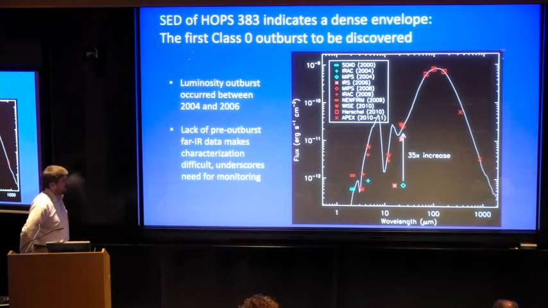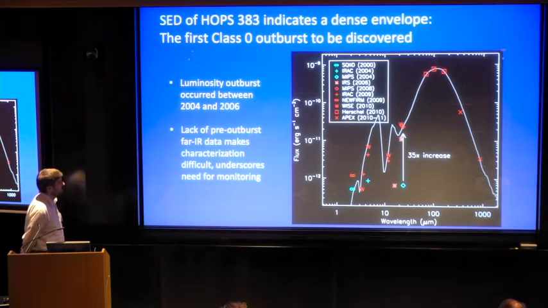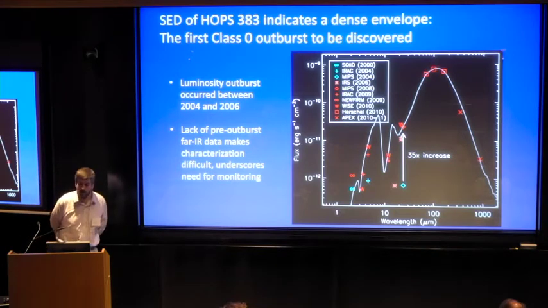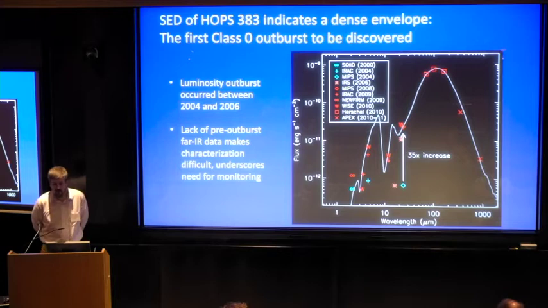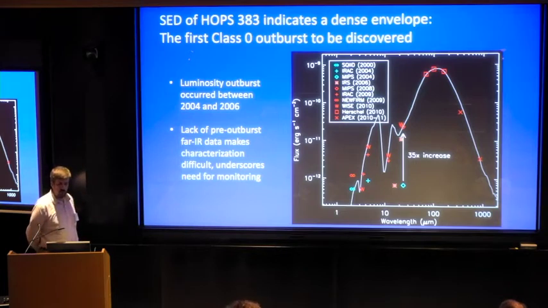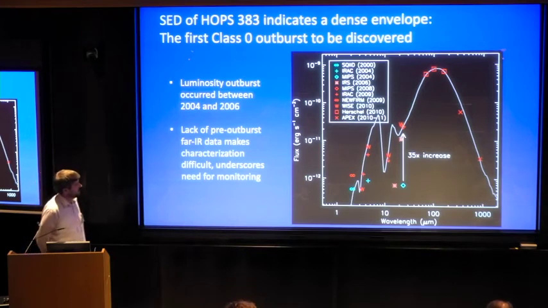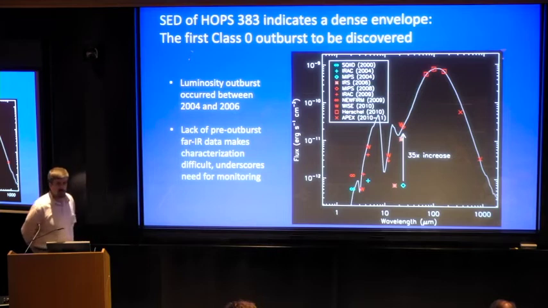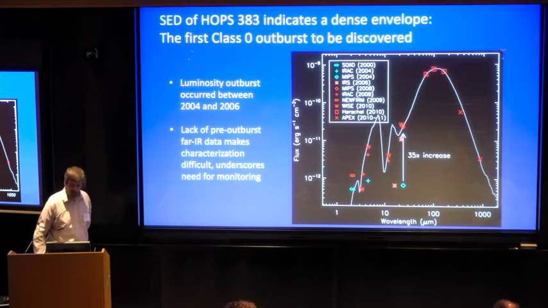This is the SED. The cyan points are from before the outburst. We had very limited data. So this really highlights the value of far IR monitoring. Here we have just very limited pre-outburst information because this was so deeply embedded and faint before the outburst. And then when we bring in all of the post-outburst data, we can constrain the burst to somewhere between 2004 and 2006. And it's a very red SED. This is the first class 0 outburst to be discovered.